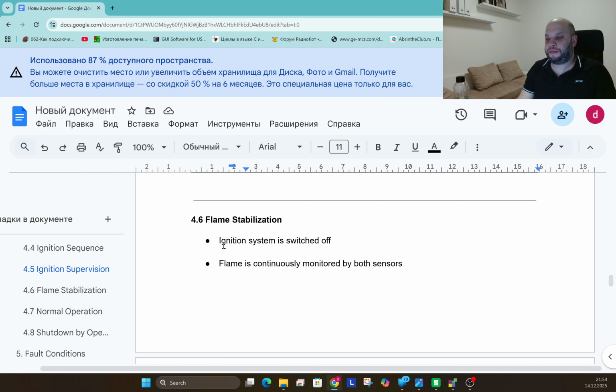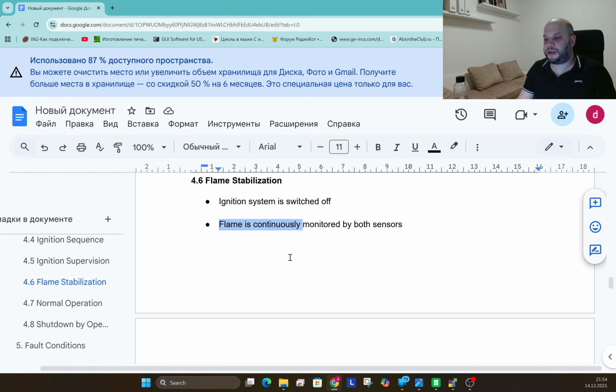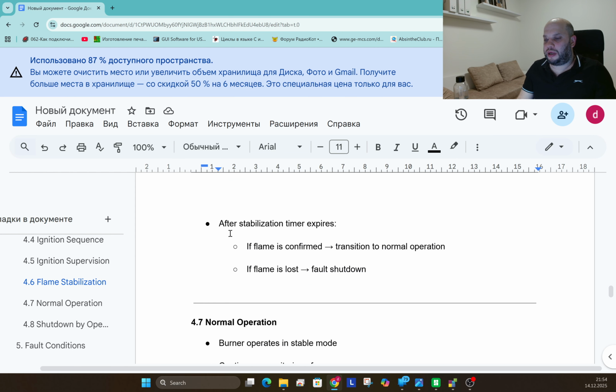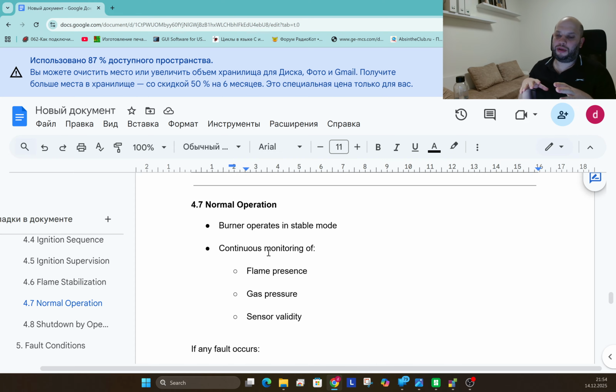Flame stabilization. Ignition system off. Flame continuously monitored by both sensors. This is good. If after the stabilization timer everything is okay, we go to normal operation. If something is wrong, fault. Also in this kind of systems, burners, how to say, you need to make a very nice mixture.